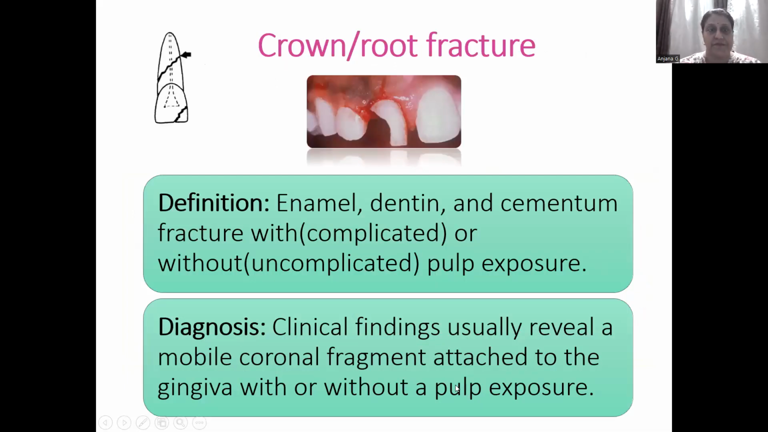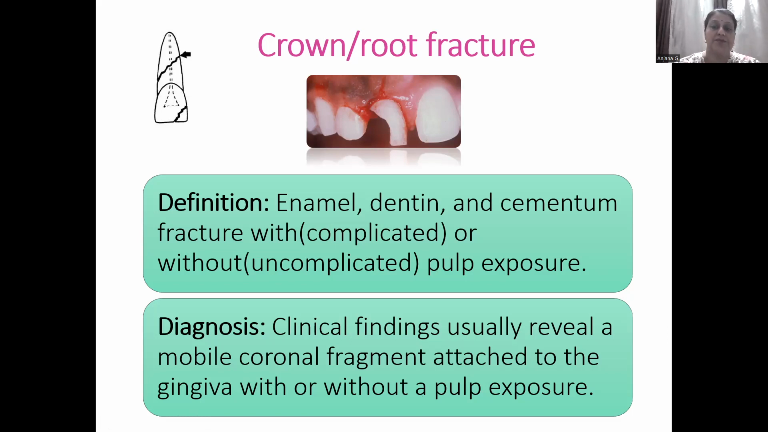Crown root fracture. Definition: enamel, dentine, and cementum fracture with or without pulp exposure. With pulp exposure, that is called the complicated one, or without pulp exposure, that is uncomplicated. So it can be crown root fracture with pulp exposure, which is called the complicated crown root fracture, and uncomplicated crown root fracture when there is no pulp exposure.